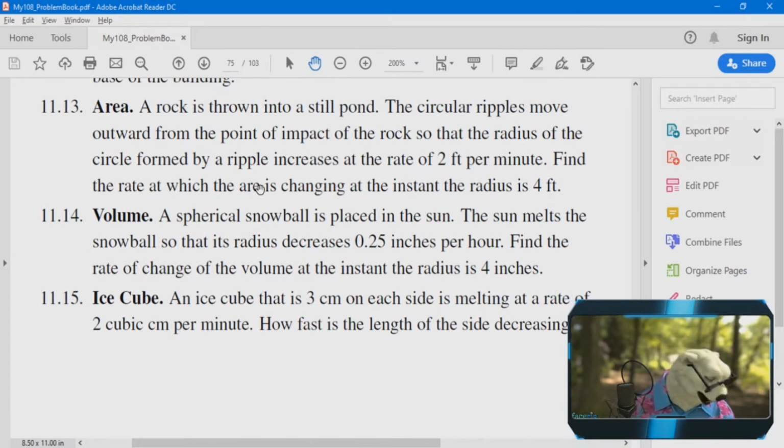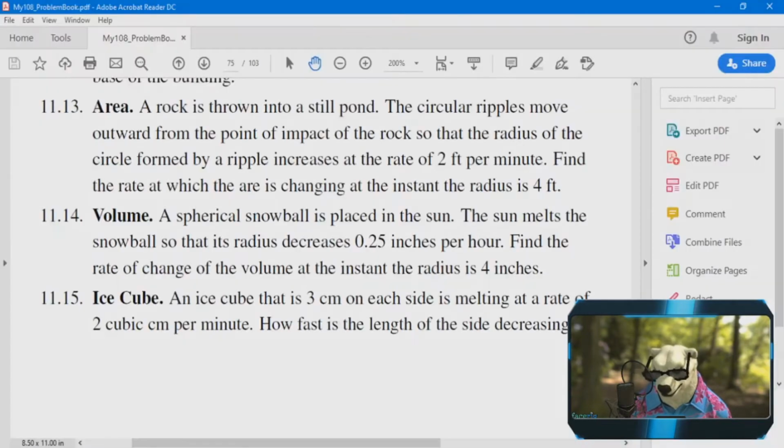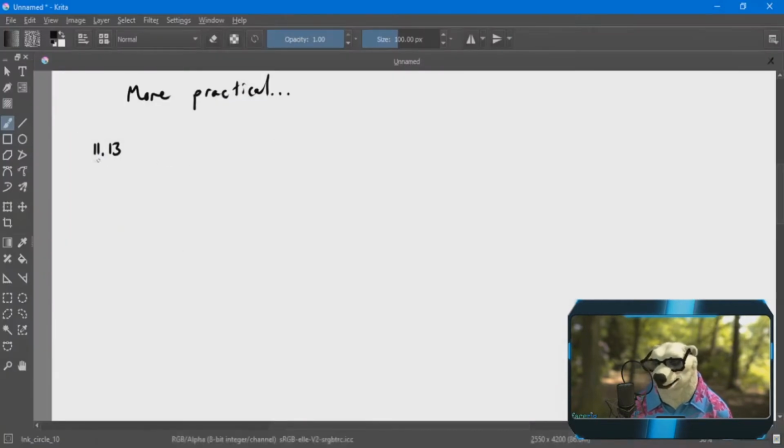Of course, as the radius of the circle changes, its area is going to change as well. But exactly how? At some moment where the radius is 4 feet. So let's have a picture and see what this situation looks like. This is our basic kind of related rates question, and then we'll look at variations. So let's draw a circle. 13, there we go. So let's draw a circle.